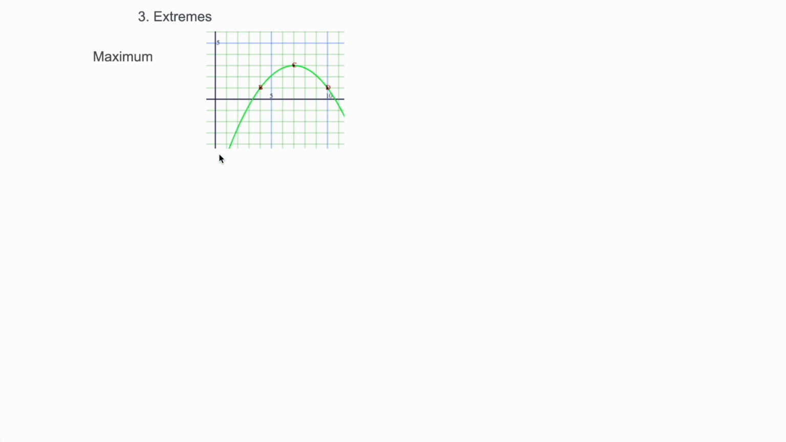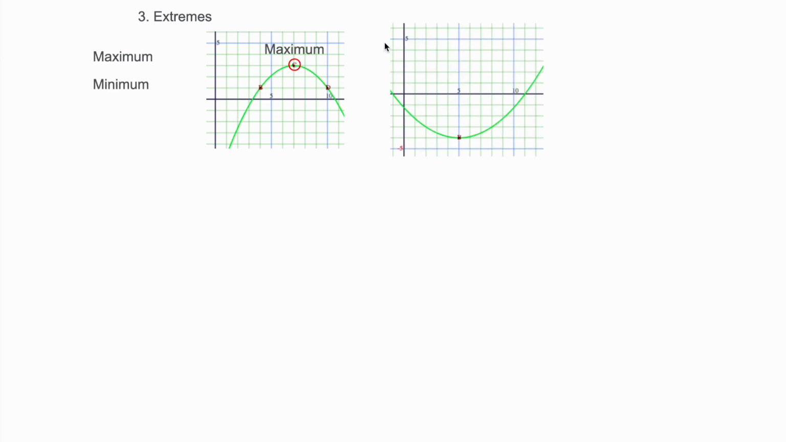It's the concept that the numbers keep going. It never reaches a minimum. This has a maximum. This is your maximum. Your minimum would be the lowest point. A graph like this would have a minimum, but would have no maximum.